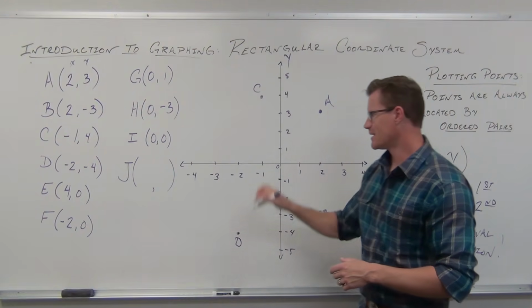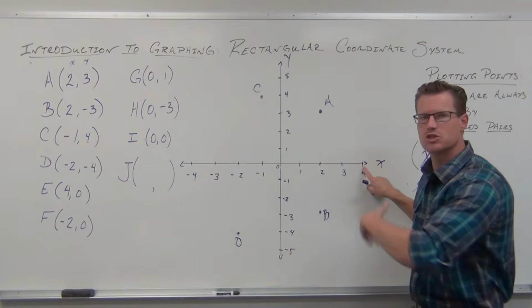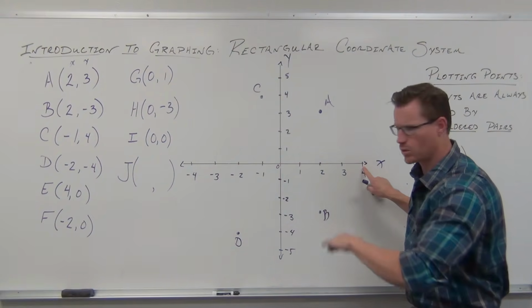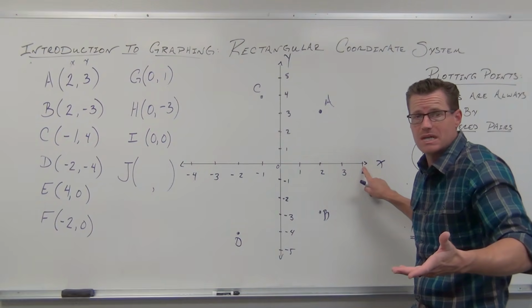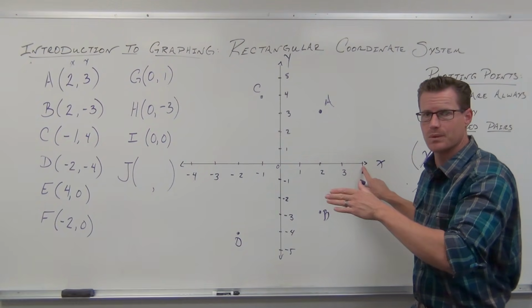So basically, E's telling you, hey, go to 4 along the x, but don't go up, don't go down, don't go positive, don't go negative. Stay right in the middle of positive and negative. What number is right in the middle of positive and negative? 0. Don't go anywhere. Stay right there.